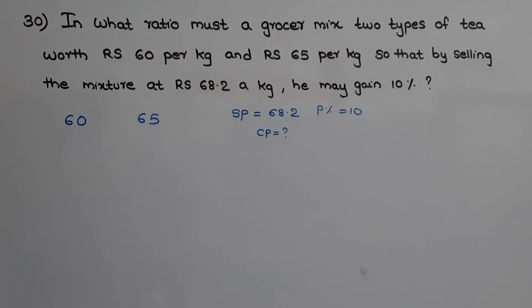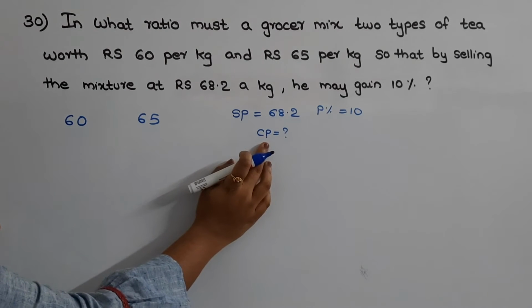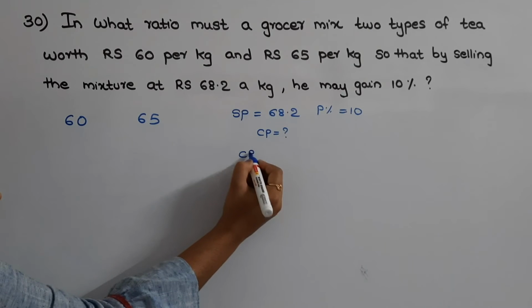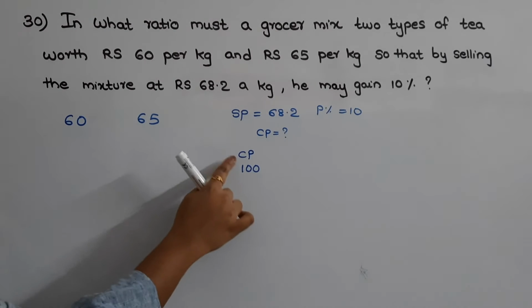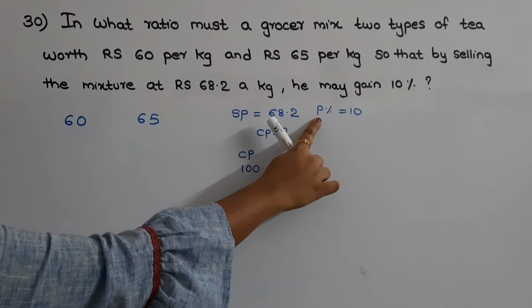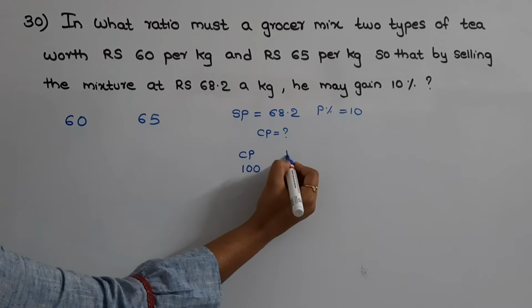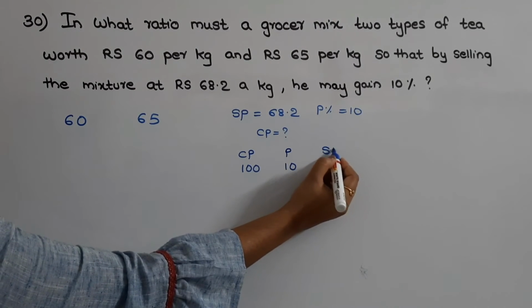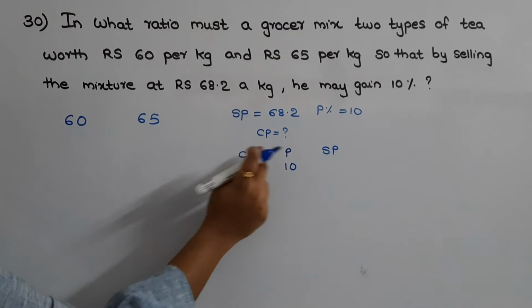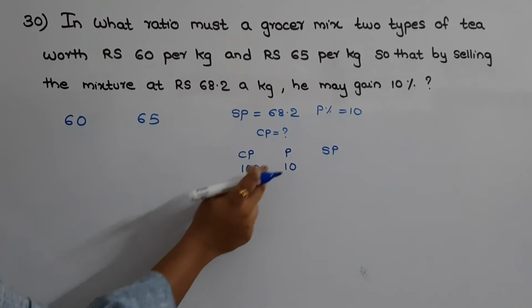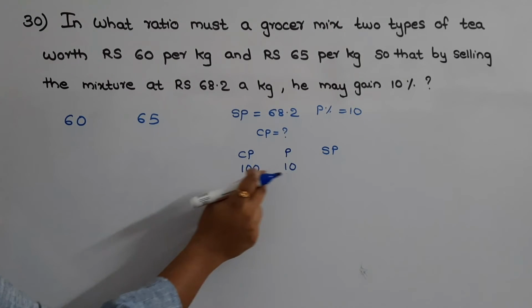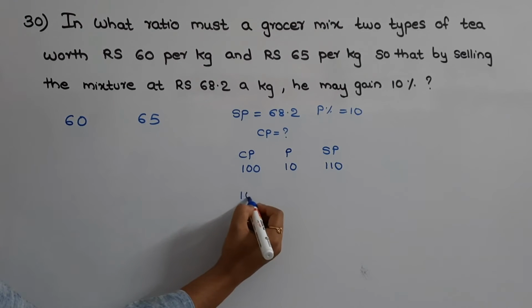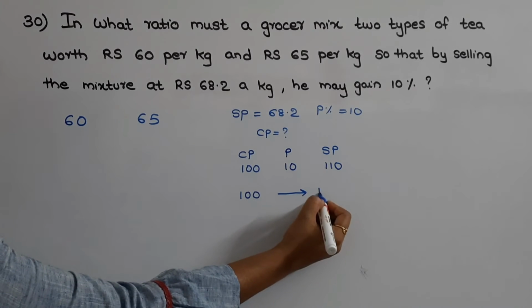In order to find out the cost price by using the selling price and profit percentage, we first consider the cost price as 100. If the cost price is 100, then the profit will be equal to the profit percentage, that is 10. And what is the selling price then? Selling price is equal to cost price plus profit. So if cost price is 100 and profit is 10, selling price will be 100 plus 10, that is 110.